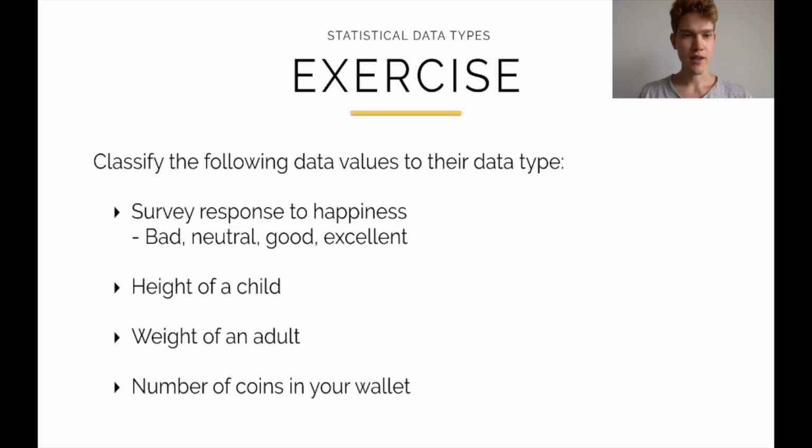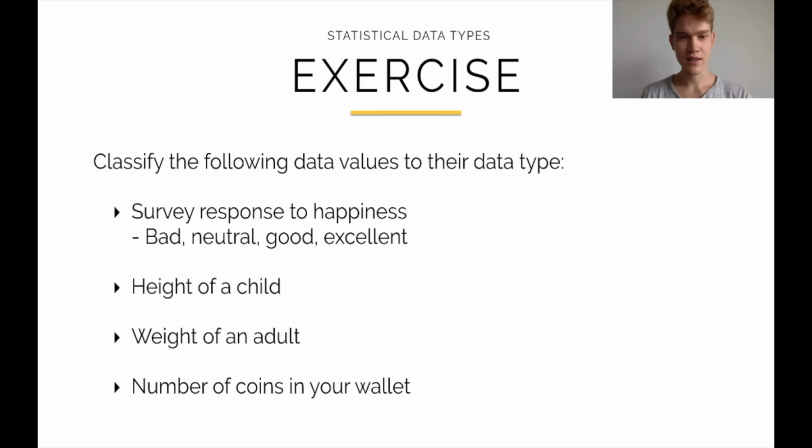So the first thing we'll look at is going to be the survey response to happiness. Now, you have people filling out a survey, and then one of the questions is, how would you rate your happiness? And it's going to be bad, neutral, good, or excellent. What type of data would this be? Well, this would be an ordinal type of data because it's still in the form of categories, and you're asking for the subjective opinion, but it does make sense, so you can still compare them.